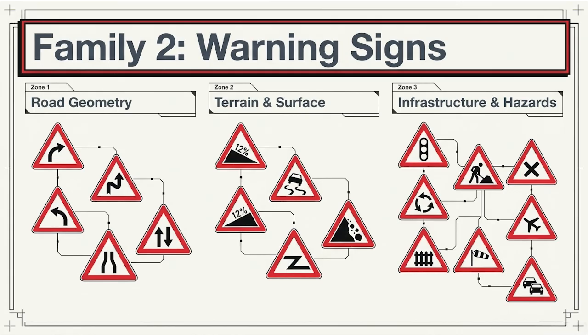Then we've got Family 2, which relies entirely on the red triangle. That red border basically screams alert, and the triangle shape pointing upward acts like a hazard indicator. These signs exist for one reason, to warn drivers of what is coming up ahead. Notice how they break down into road geometry, like sharp curves or narrowing roads, terrain and surface warnings, like a steep 12% grade or slippery roads, and infrastructure hazards, like upcoming traffic lights or roadworks. When you see a red triangle, you prepare to act.